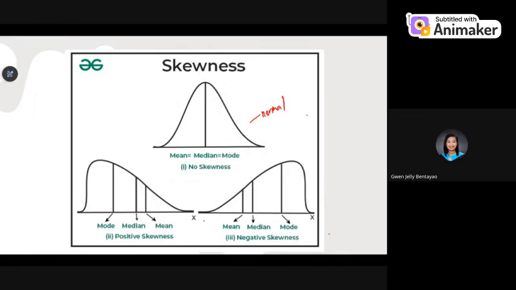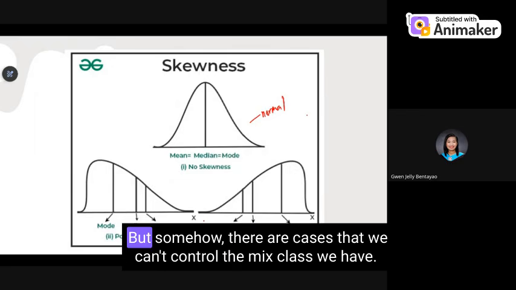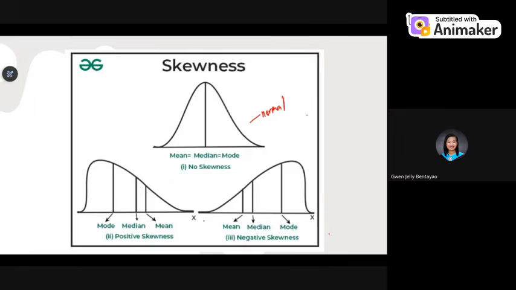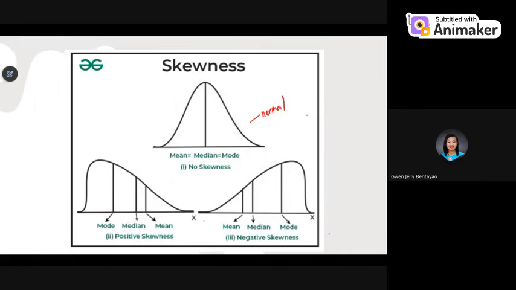In assessment of learning, ideally, we want to have a negatively skewed distribution, because we want our students to pass all our assessments or evaluations, whether formative or summative assessment. But somehow, there are cases where we cannot control the mixed class we have. So at least our goal is to achieve normally distributed scores.